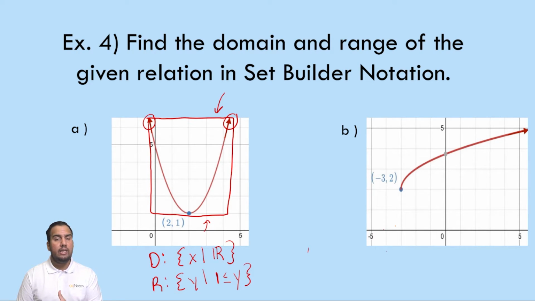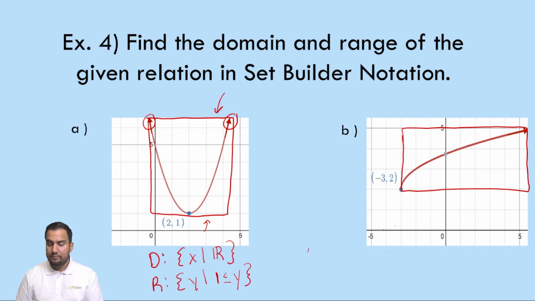Now, if you feel like it doesn't make sense, don't worry about it. A lot of students struggle with this until we do more examples. So if you feel ready, try B. I'm going to start it as well. I'm going to draw a rectangle from the leftmost point. I notice there's an arrow and there's a closed dot.